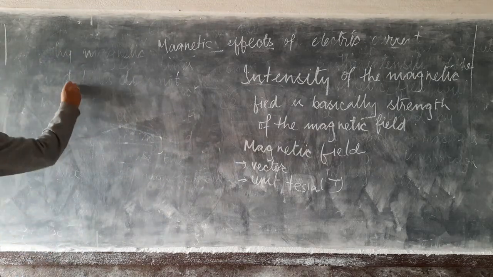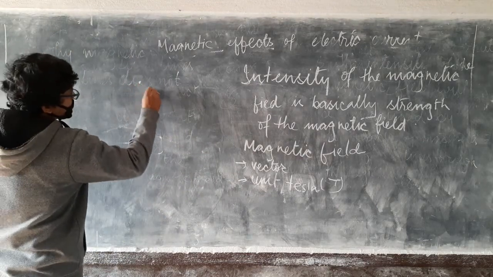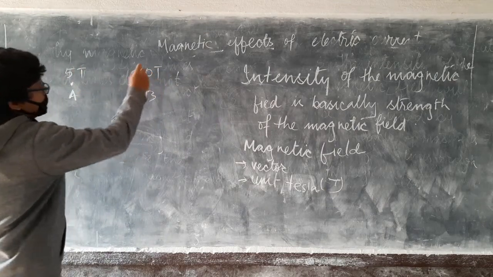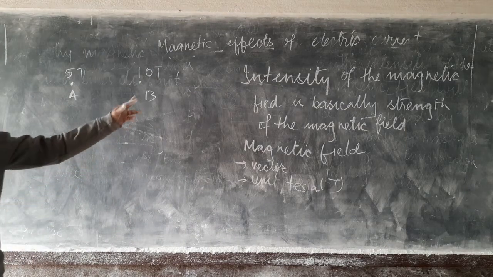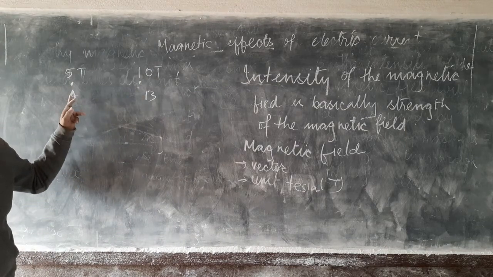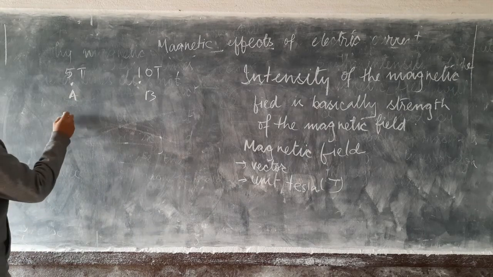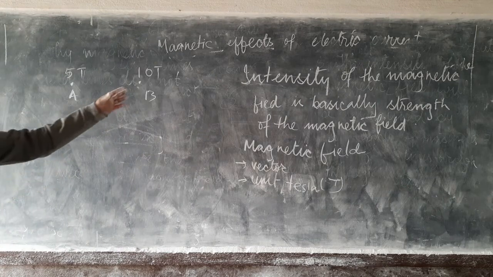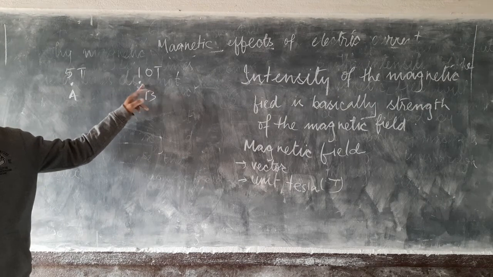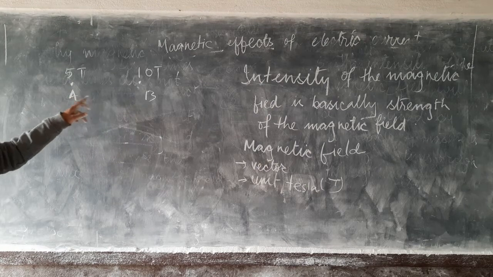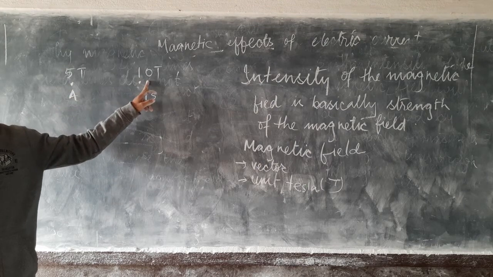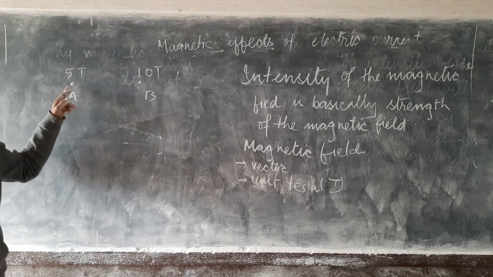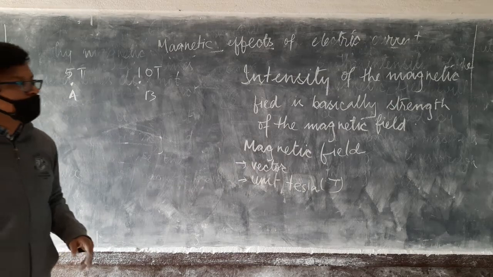Now let us say there are two points, point A and point B. Here magnetic field is, let us say, 5 Tesla and here it is 10 Tesla. That means the intensity at point B is more as compared to intensity at A. Magnetic field at B is more compared to magnetic field at A. That means number of magnetic field lines passing from B will be more as compared to number of magnetic field lines passing from A.